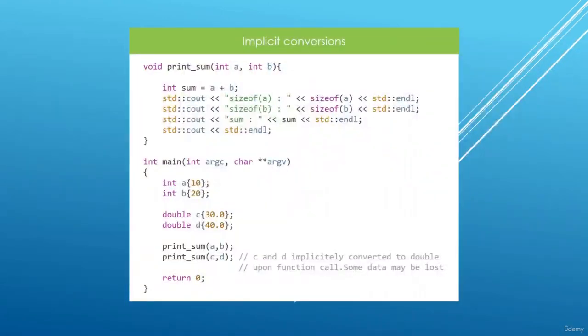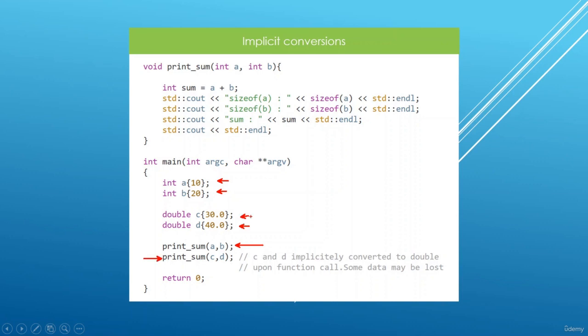Let's look at a simple example here. Here we have a function called print sum. It doesn't return anything, so the return type is void here, and it's going to take two int parameters. If you pass two int parameters like a and b here, the function is going to work fine because the function takes ints and we are passing in ints.